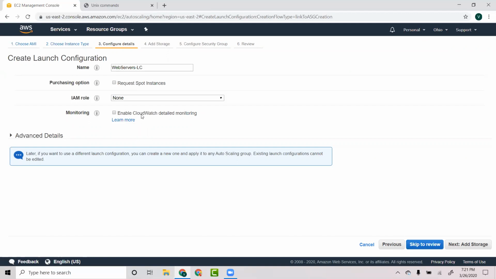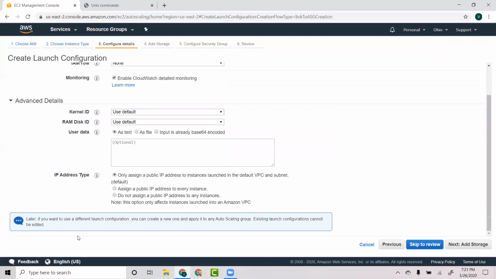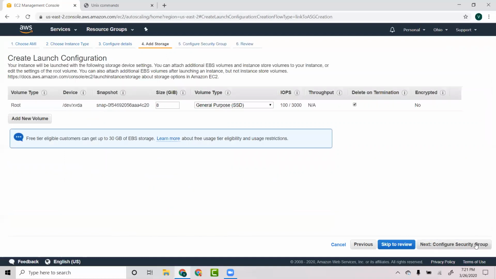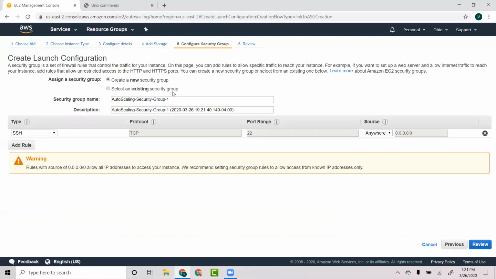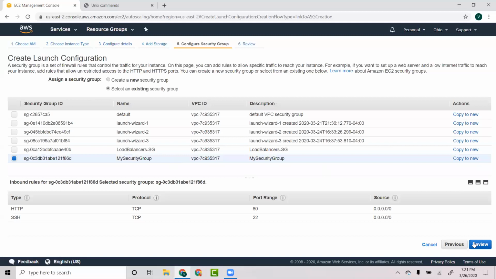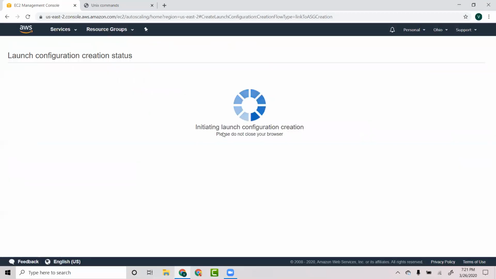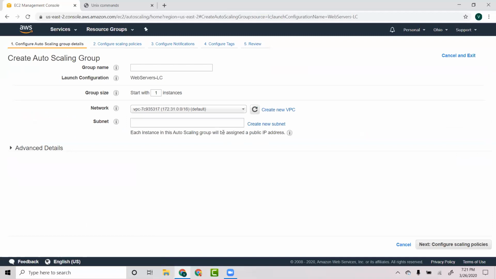And yes, enable CloudWatch detail monitoring and advanced details. So I'm putting this here. I'm only creating the launch configuration at this point. Storage, security group, sure. Use the existing security group, review, create launch configuration. So launch configuration is done.